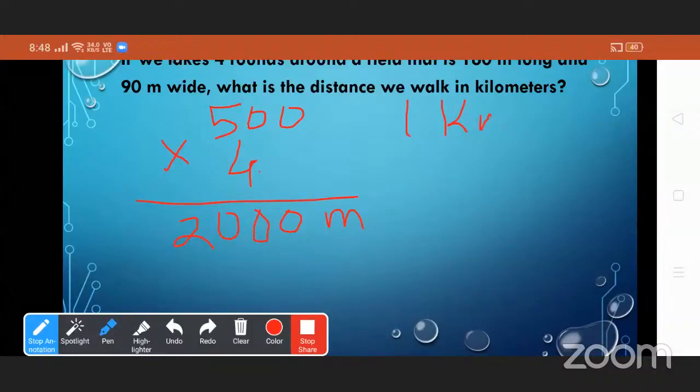1 kilometer is equal to 1000 meter, right? Yes. So 2000 meter is 2 kilometer. So we walk 2 kilometers. Yes. Good.